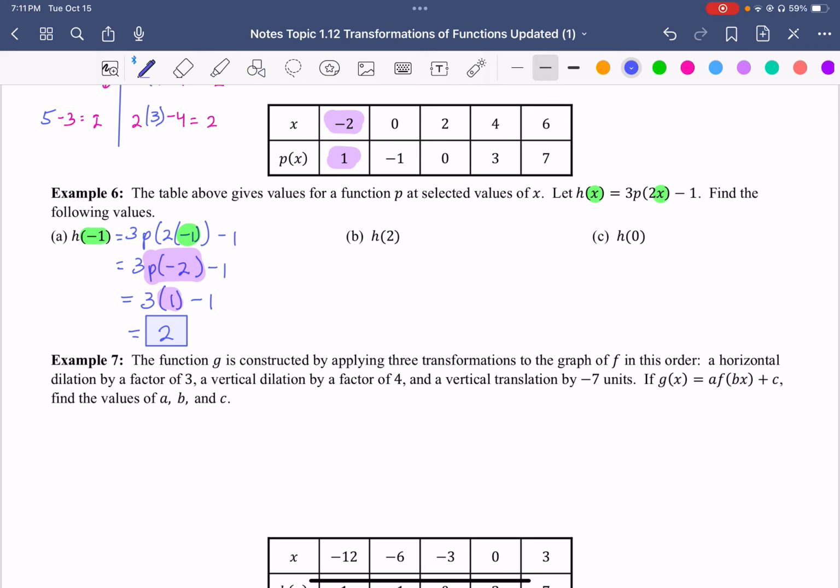Let's try that again. h of 2. We are going to be plugging in 2 into the equation of h, which will be 3 times p of 2 times 2 minus 1. So again, we're just replacing x. According to PEMDAS, we're going to multiply 2 times 2 first, which is 4. From here, we need to figure out what is p of 4. Okay, p of 4, you're going to look at your table, find where x is 4, and that y value is 3. So now we have 3 times 3 minus 1. And 3 times 3 is 9, and 9 minus 1 is 8.